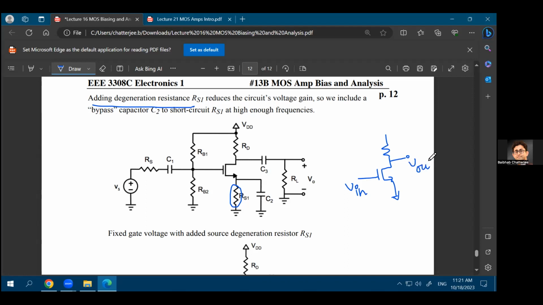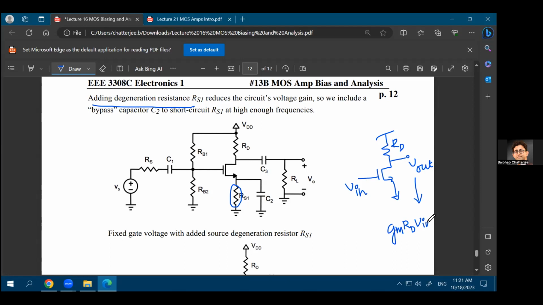So if that V in is your AC input and V out is your AC output, and this is equal to RD, we already have seen in the previous lecture that V out will be equal to GM times RD times V in.